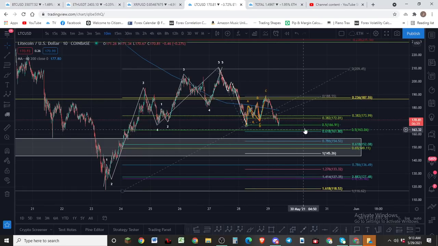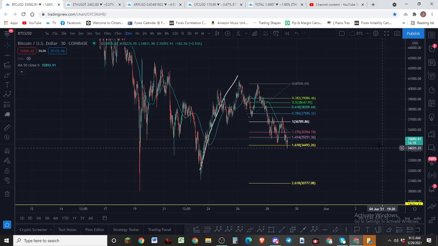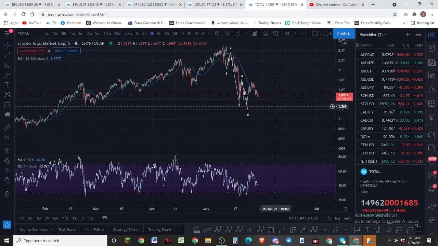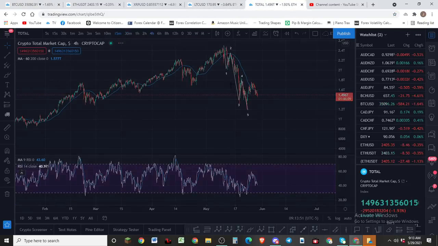The same doesn't apply for Litecoin though. So I can't say that. I'm just thinking out loud, guys. I'm sorry. I hope this isn't confusing to you. No, it's not. It also doesn't make sense on the total market cap. If you look at this last leg down, it doesn't look complete.